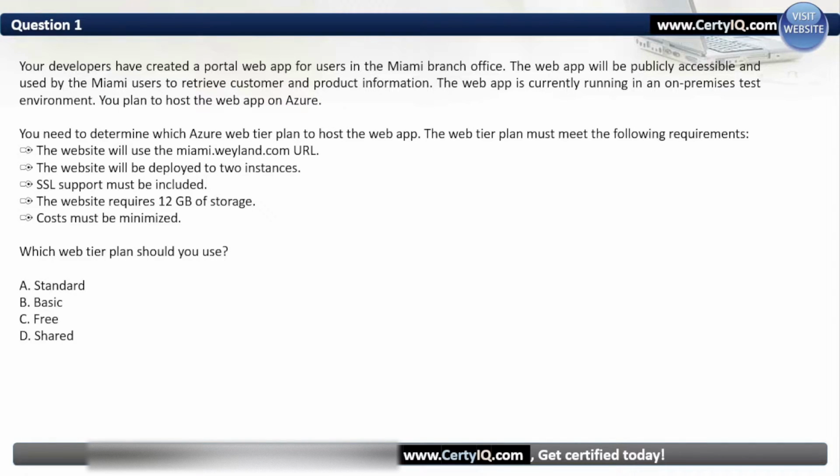You need to determine which Azure Web Tier plan to host the web app. The Web Tier plan must meet the following requirements. The website will use the miami.wayland.com URL. The website will be deployed to 2 instances. SSL support must be included. The website requires 12 GB of storage. Costs must be minimized. Which web tier plan should you use?